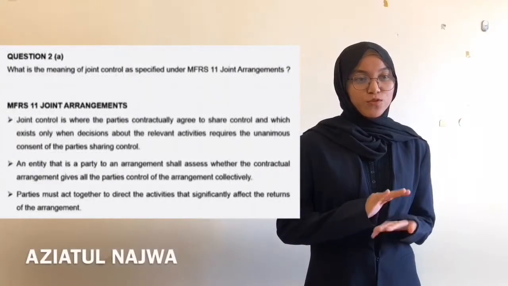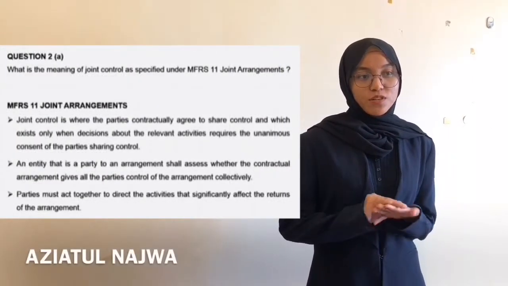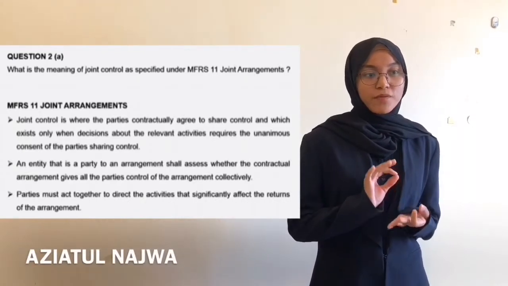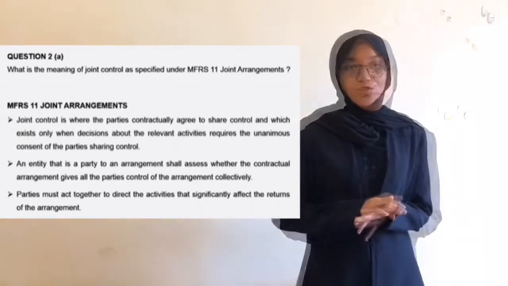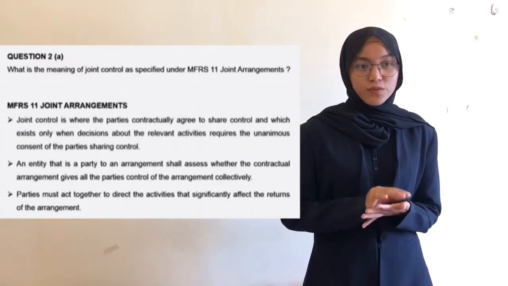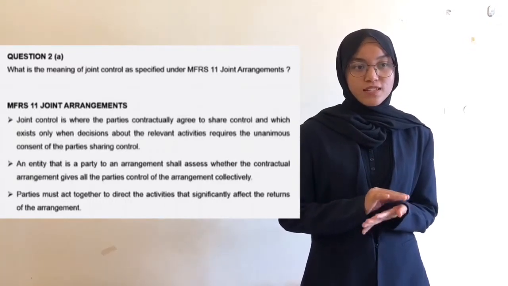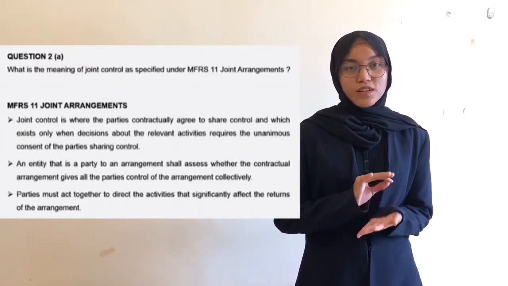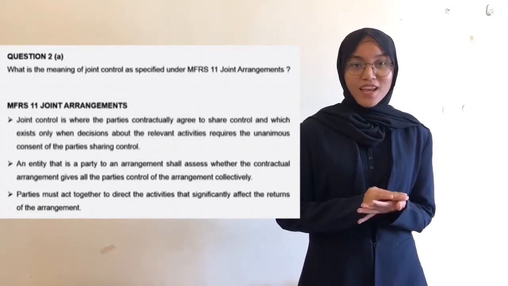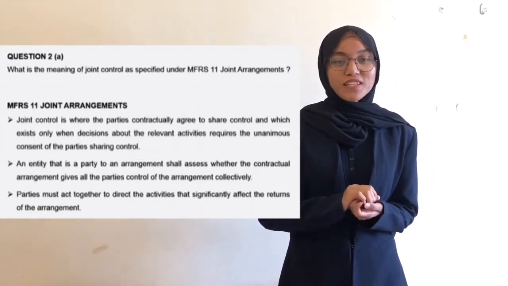Move on to question 2. A. What is the meaning of joint control as specified under FRS 110 joint arrangement? Control is where the parties contractually agree to share control, and it exists only when decisions about the relevant activities require the unanimous consent of the parties sharing control.